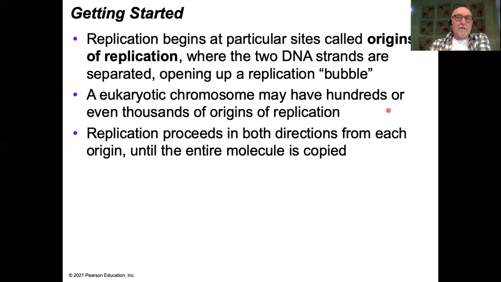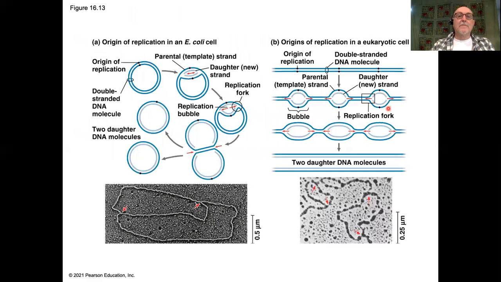But in eukaryotes, we've got so much DNA that if we were to just have a single origin of replication on each chromosome even, replication would take far too long. So in eukaryotes, this is one difference to the prokaryotes. In eukaryotes, there are many, many origins of replication on each chromosome, so that replication can be done really quickly. When you have an origin of replication, then replication begins on either side of that origin and spreads out from there in a particular shape that you'll see in a minute.